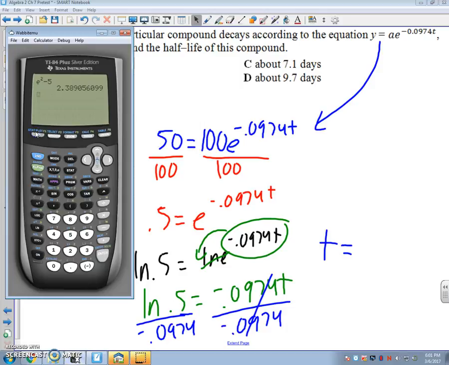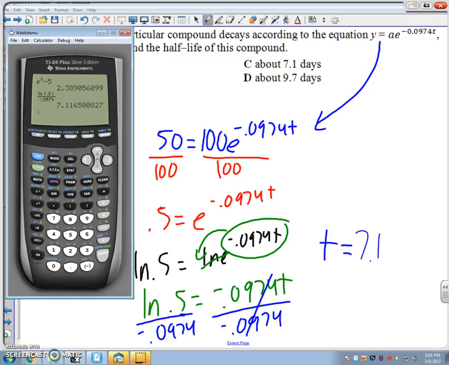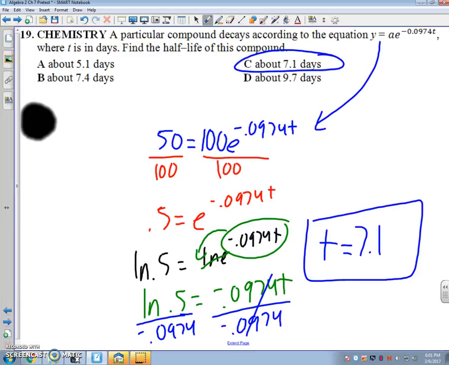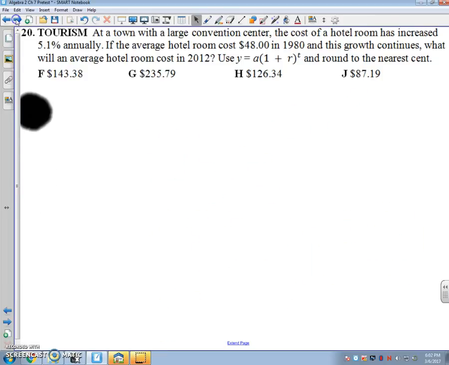That's a fraction. ln of 0.5 on top. Bottom is negative 0.0974. 7.1165. So about 7.1, which is C. Alright, T is in days. So they said T was in days, otherwise it'd be in years. Alright, answer C.